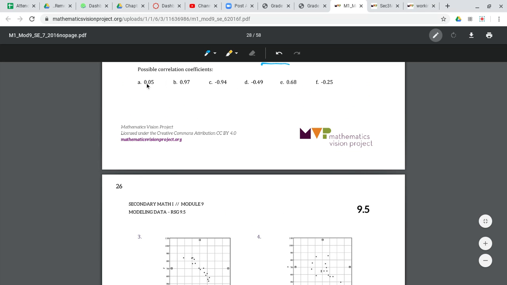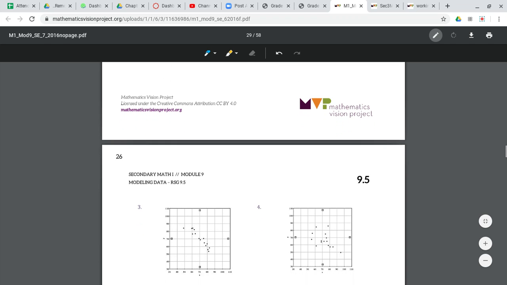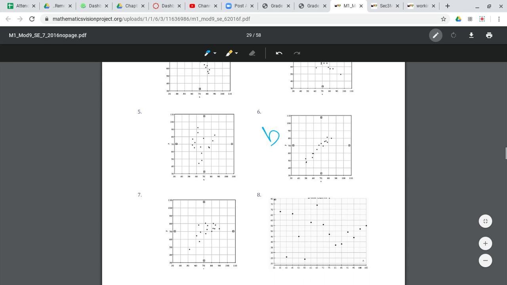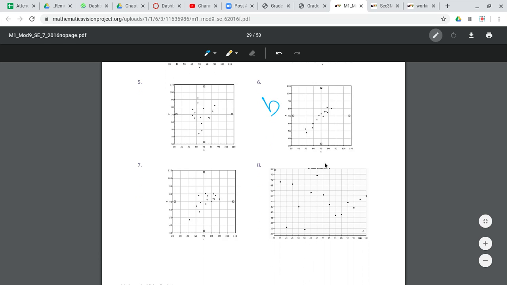So obviously it's not going to be A. B, it's pretty close to 1. And then E, pardon me, E is only about halfway to 1, so no. So 6 is B. All right, the next one we're going to look at is number 8.